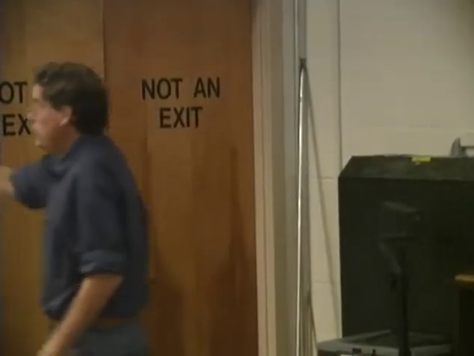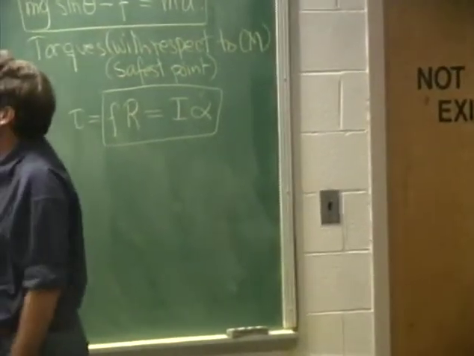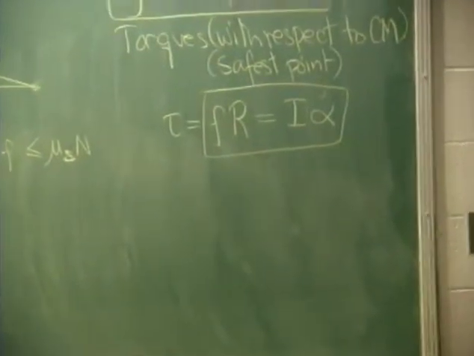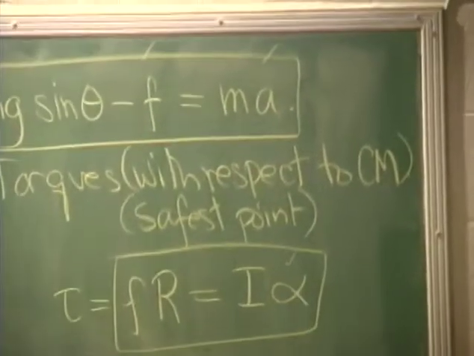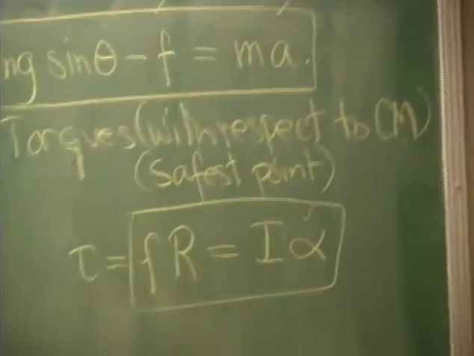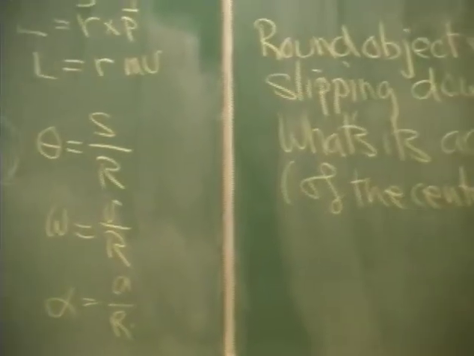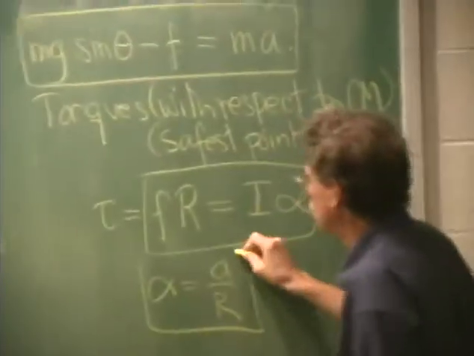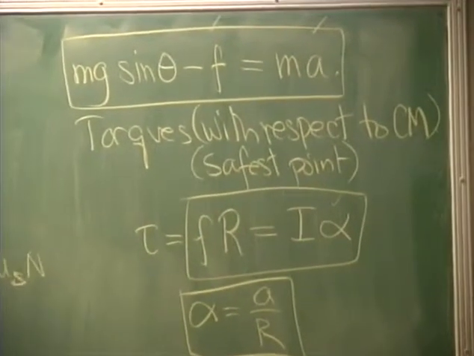There's a relation between alpha and A, because alpha is the angular acceleration of the wheel, and a point on the circumference is moving with an acceleration. What is the connection? I started to do it here. Theta is S over R, omega is V over R, alpha is A over R. So alpha equals A over R.